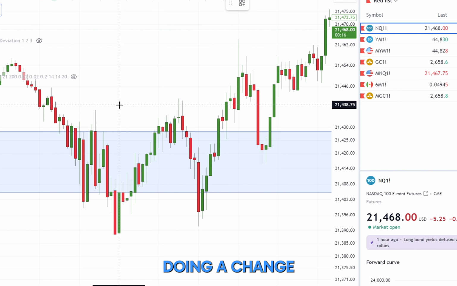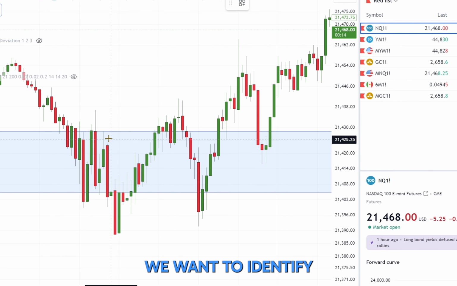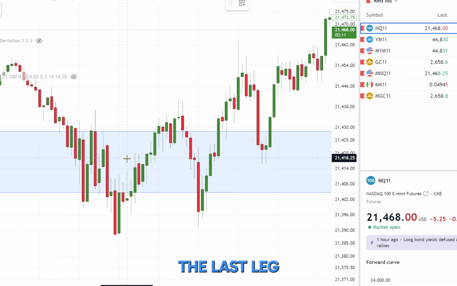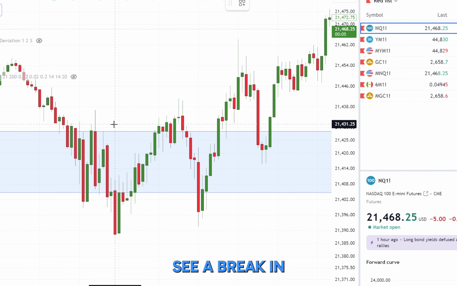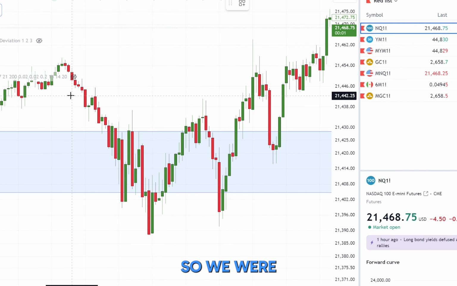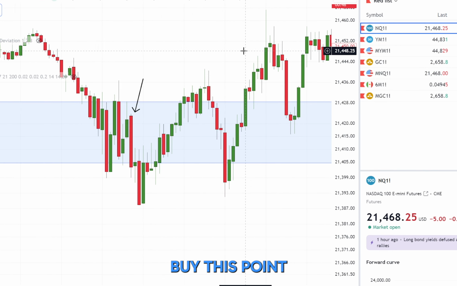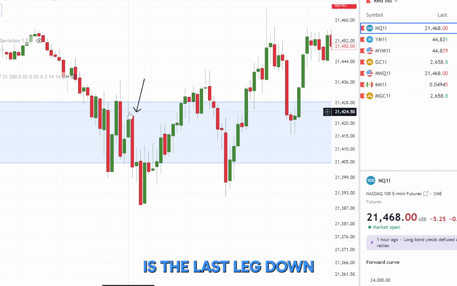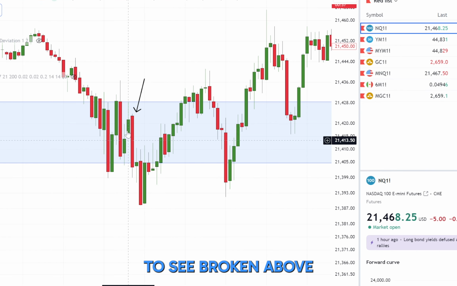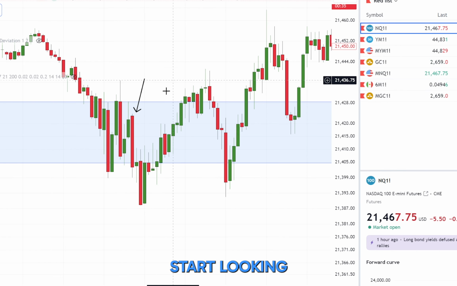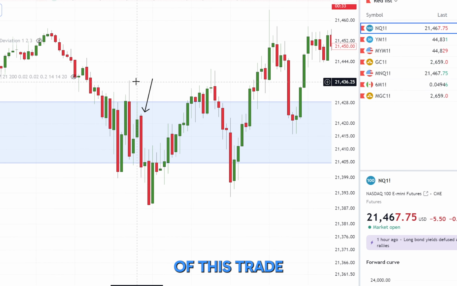So when doing a change in character, we want to identify the last leg at which price created that we want to see a break in. What do I mean by this? So we were selling down, right? And we want to overall buy. This point right here is the last leg down that we want to see broken above before we start looking to get inside of this trade.